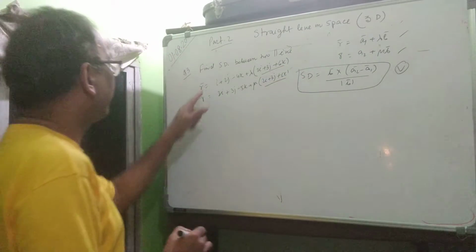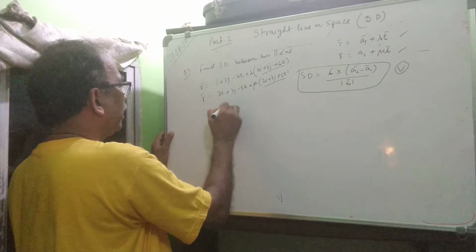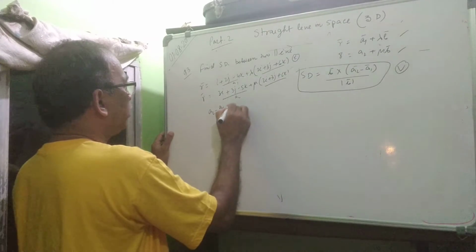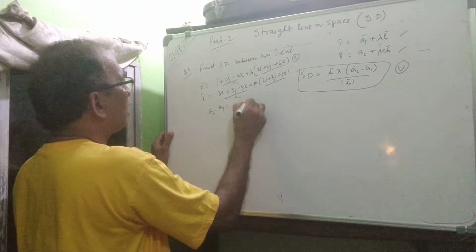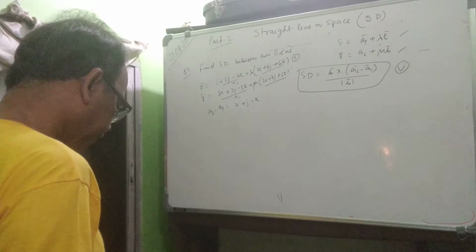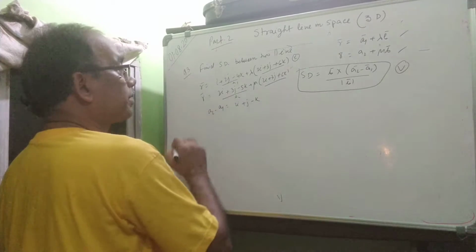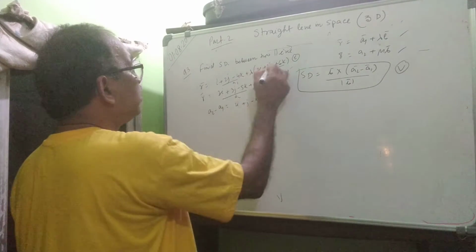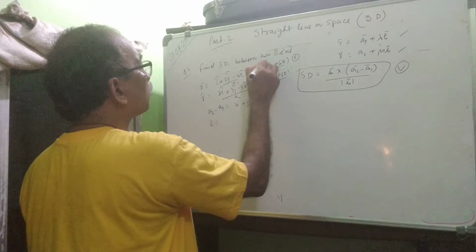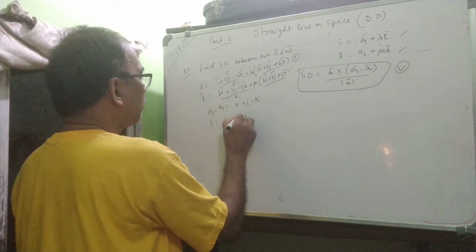Here this and this are parallel. This is A1, this is A2, and this is B. So A2 minus A1 equals 2i plus j minus k, and B equals 2i plus 3j plus 6k.